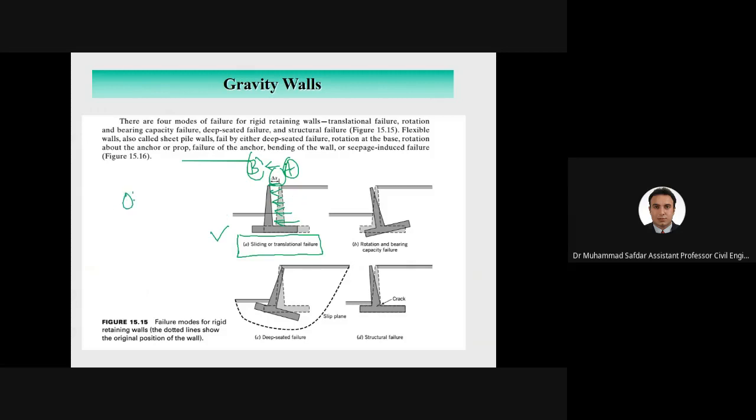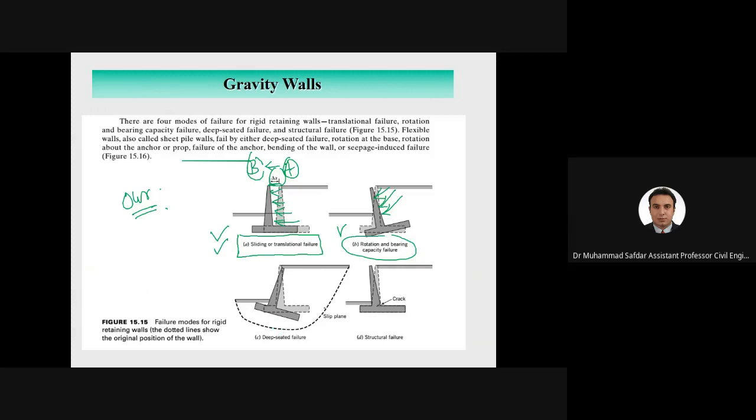So our focus would be to check the stability of the retaining walls using the sliding or translational failure, and this mode of failure will be discussed today. Rotation or overturning, and bearing capacity failure will also be discussed in today's lecture. There are other modes of failure for rigid retaining walls.